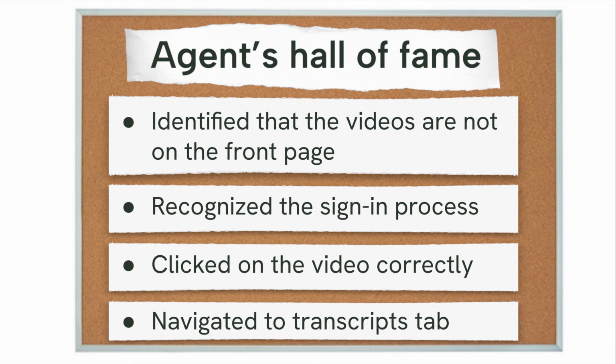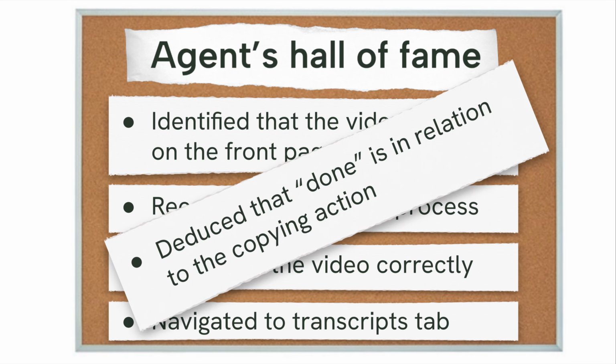From there, it was able to correctly locate the button that would take it to the transcript. And once it arrived at the transcript, it realized that there's a special button which, if it clicked it, would get a copy of the transcript in the clipboard. And it correctly applied causational deduction in order to understand when the transcript was successfully copied over.